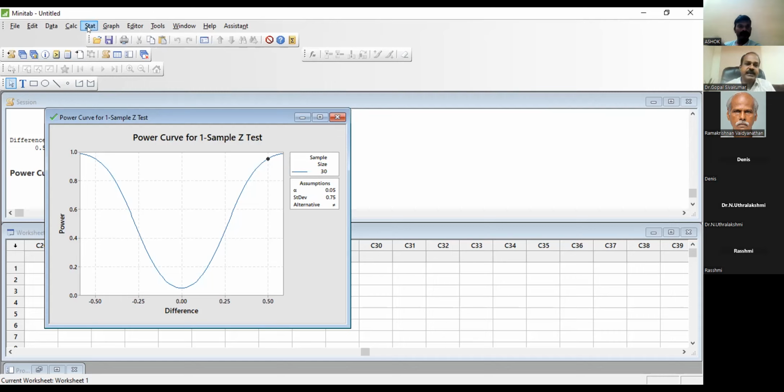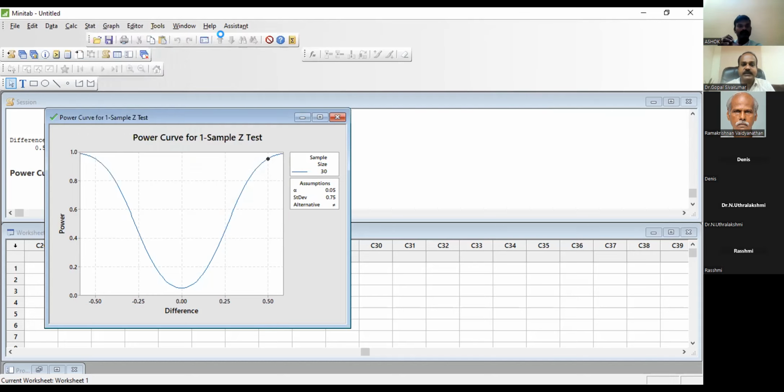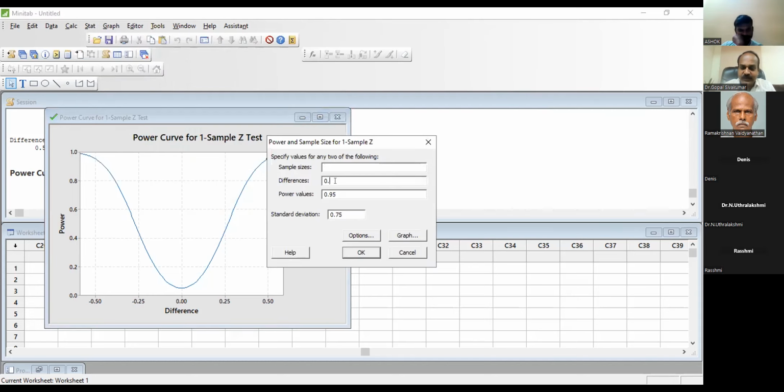Shall we try that? Stat, power and sample size, same situation. Let me say instead of 0.5, 0.75. What do you think will happen to your sample size now? Maybe not 0.75, let me make something. Difference is 1.5. Now I increased the difference in the average. What do you think will happen to the sample size?